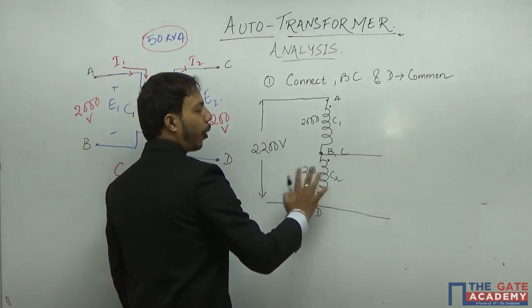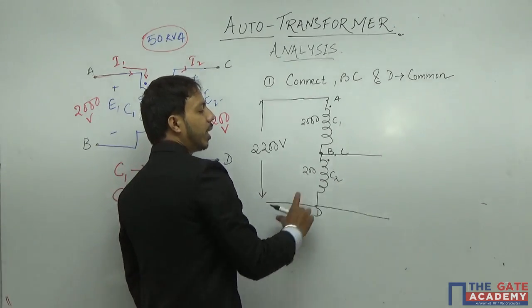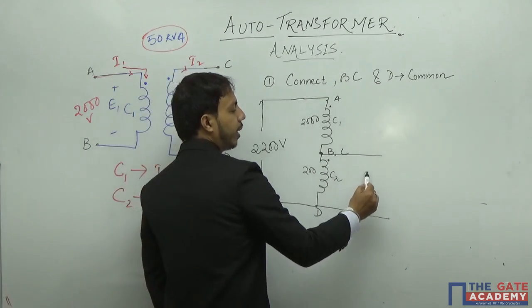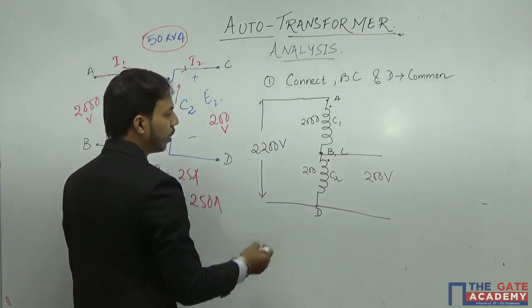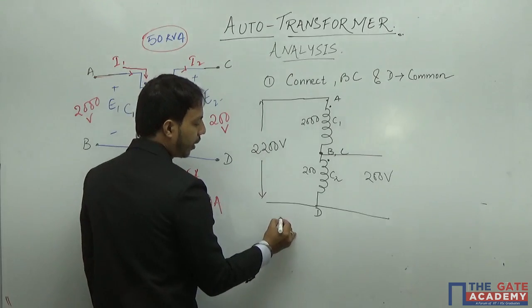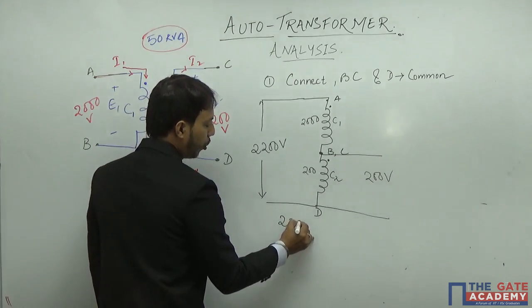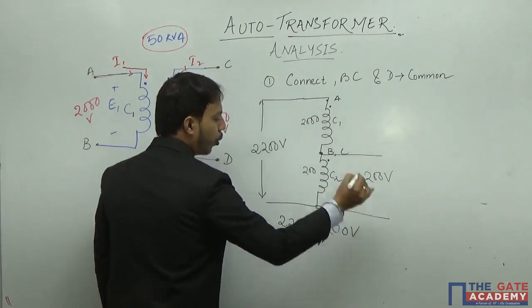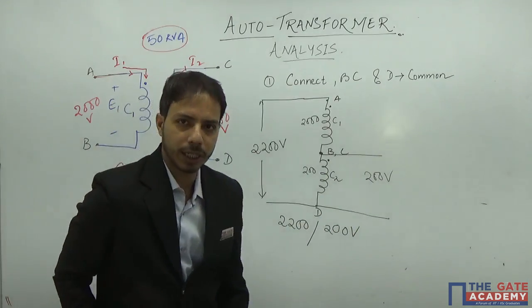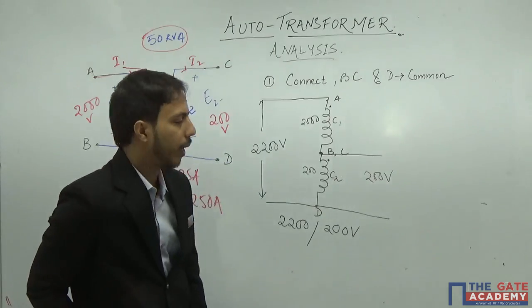Now for the output points, I can take the output here and get 200 volts output. That means the ratio here will be 2200 by 200 volts. Now this is one possible connection of additive polarity.